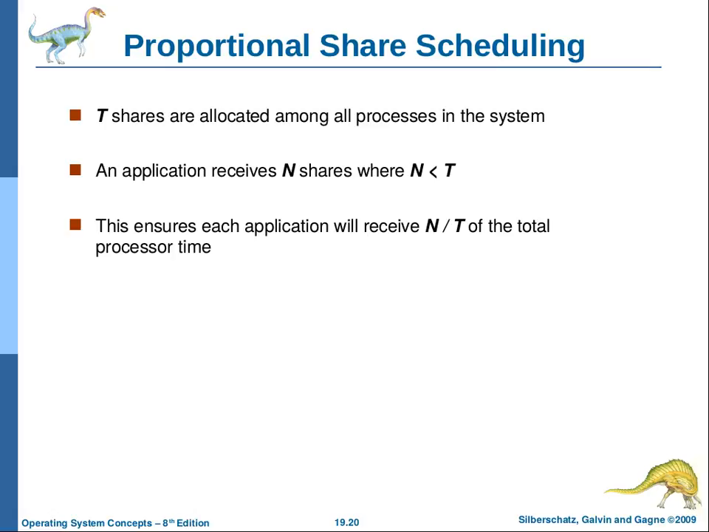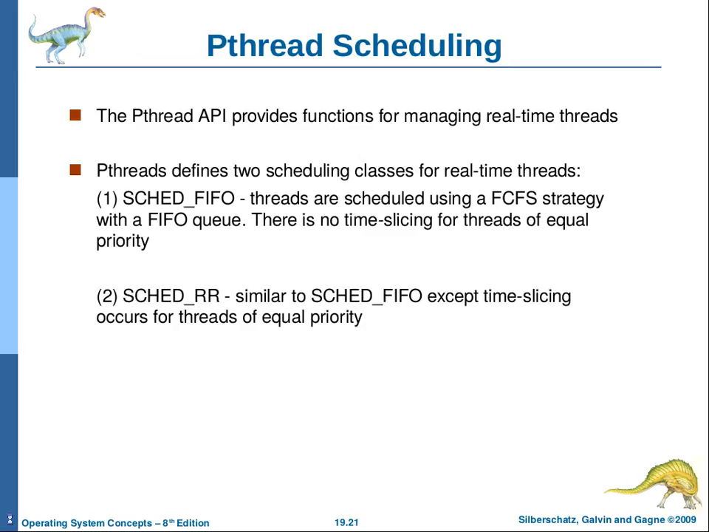Proportional sharing scheduling? Yeah, so you have a bunch of shares. An application has so many shares, and will not receive more than a total number of the processor time. So, yeah, this is the communist solution. I actually haven't seen this done too often.